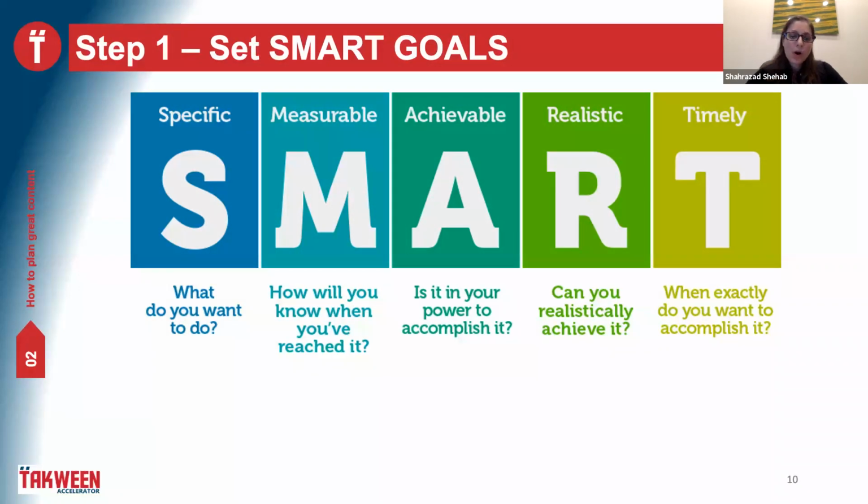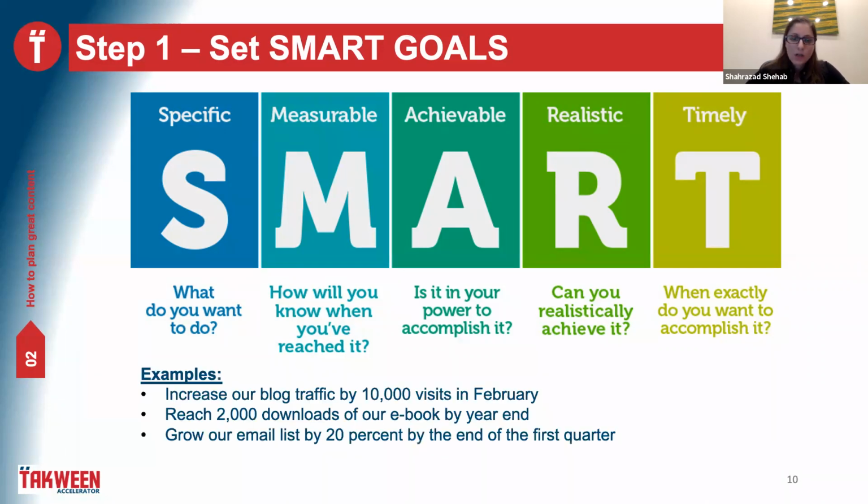And implementing the SMART goal concept allows you to develop clear and focused objectives that can be achieved within a given time frame. And here are some content marketing SMART goals examples. It could be increase our blog traffic by 10,000 visits in February, reach 2,000 downloads of our ebook by the end of the year, or grow our email list by 20% by the end of the first quarter.